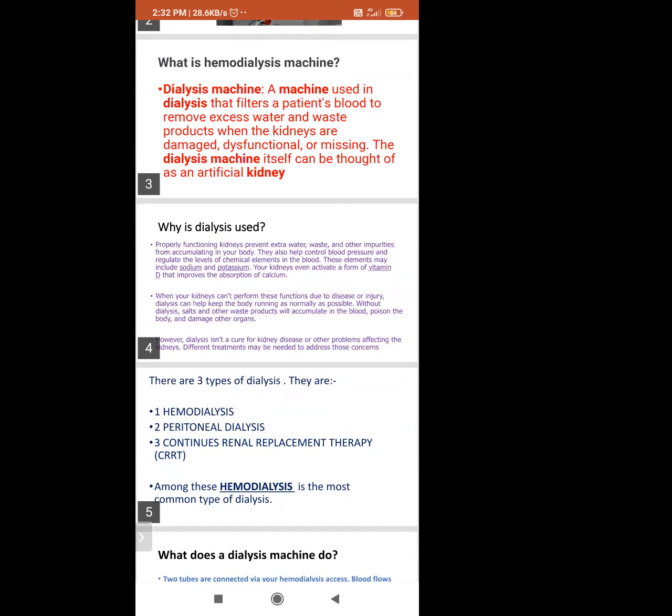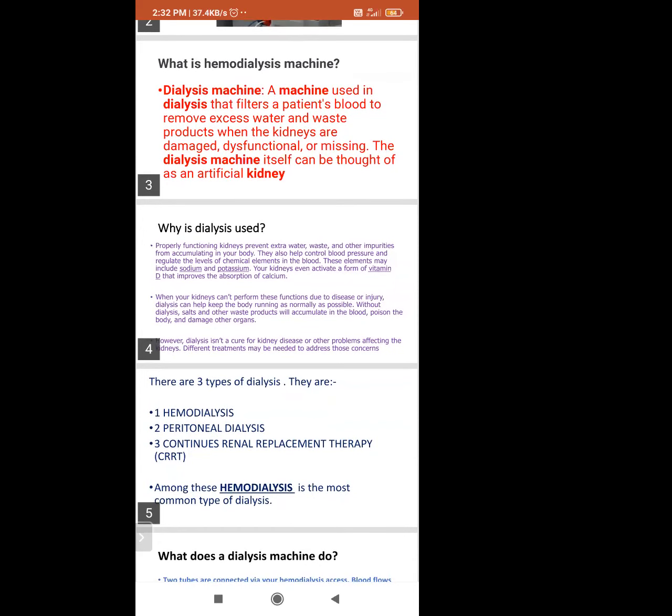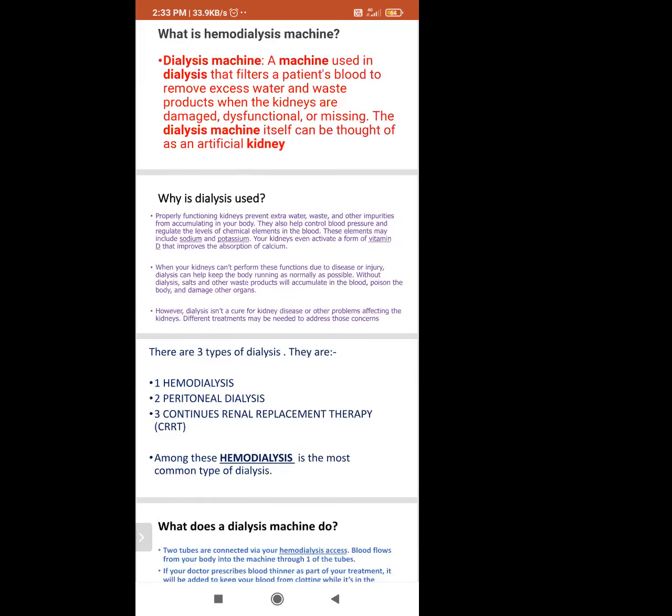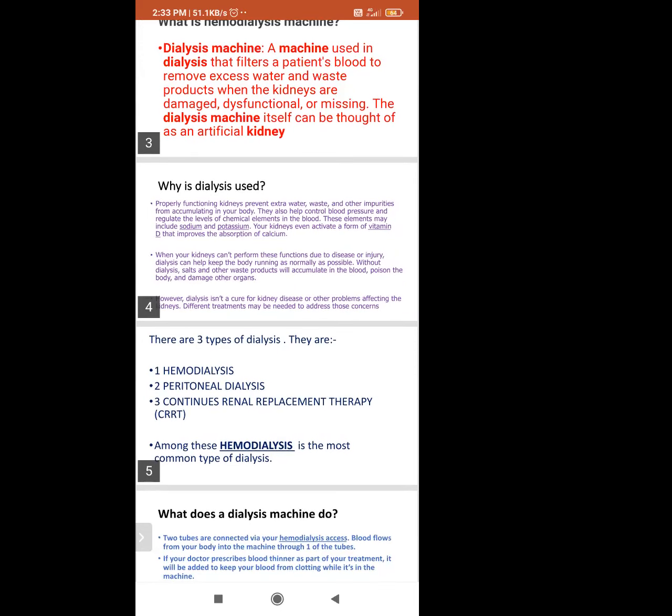We can use dialysis when our kidney cannot perform these functions due to injury or any disease. Without dialysis, salt and other waste products accumulate in the blood, poison the body, and damage other organs. However, dialysis isn't a cure for kidney disease or other problems affecting the kidney. Different treatment may be needed to address these concerns. There are three types of dialysis: hemodialysis, peritoneal dialysis, and continuous renal replacement therapy, in short CRRT. Among these, hemodialysis is the most common type of dialysis.